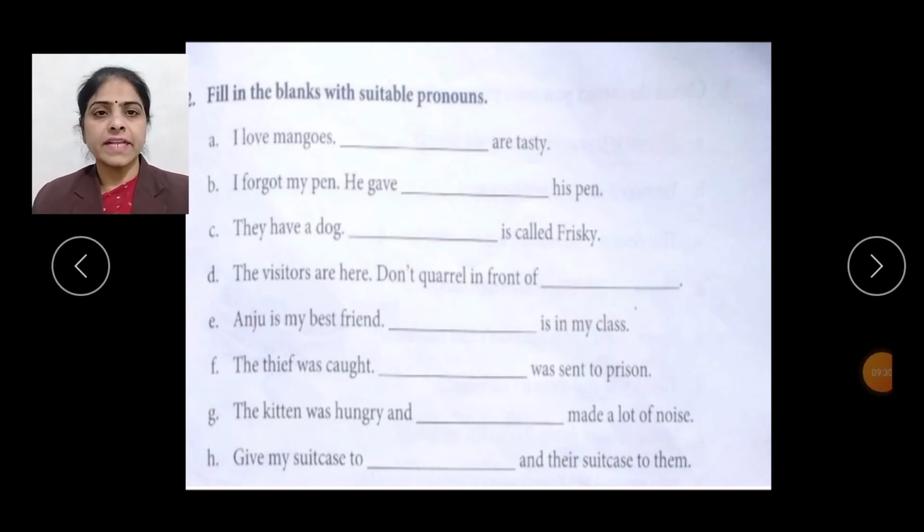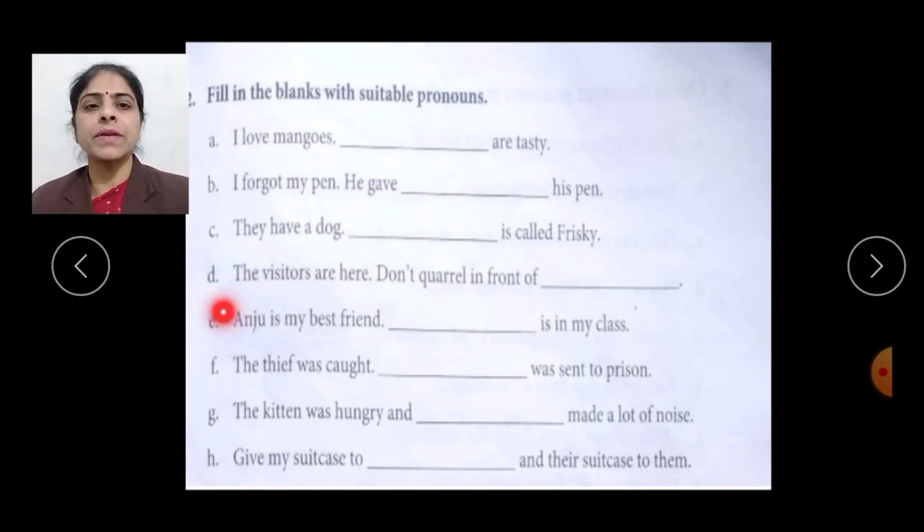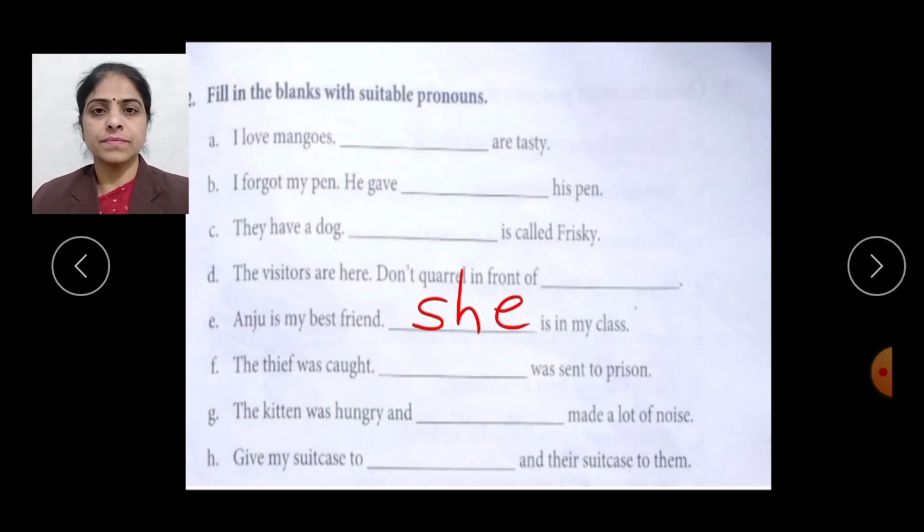After that, the next one is, Anju is my best friend. Blank is in my class. This blank needs a subject pronoun for Anju. As Anju is the name of a singular feminine gender, so for this, "she" will be used.